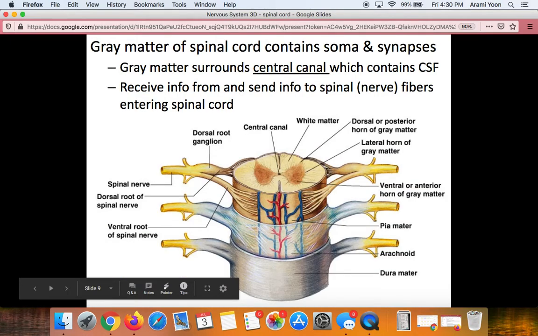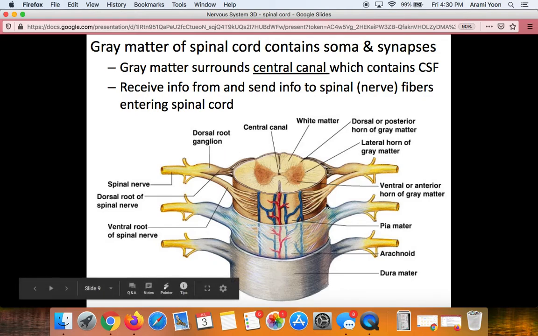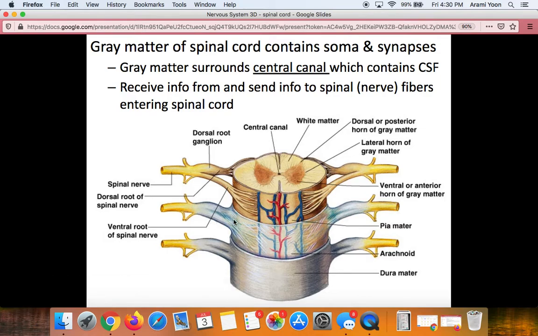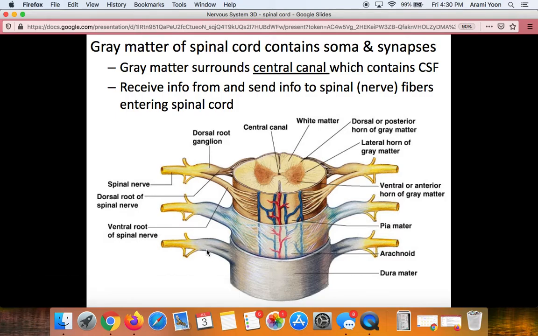All right, so when you take a look at the spinal cord, we're imagining that we've removed the bony vertebra and we're just looking at the spinal cord itself. And so we're just looking at a section that has 3 pairs of spinal nerves. And this is what you would see.